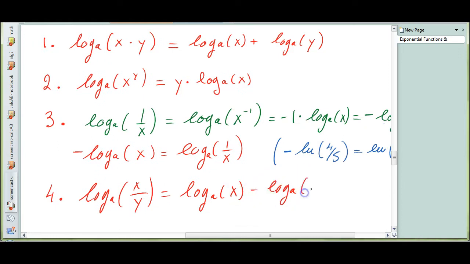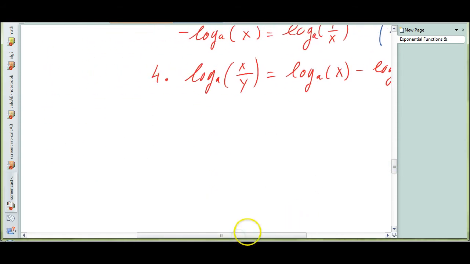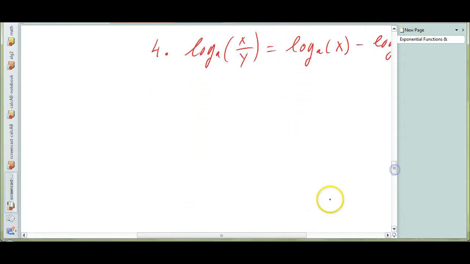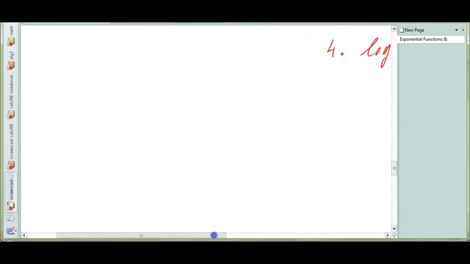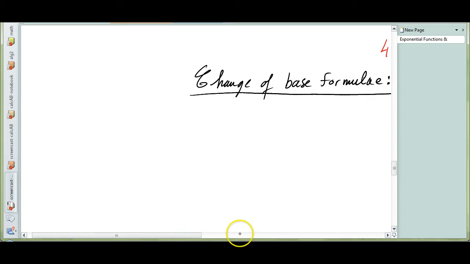I'm not going to rewrite this property using ln or using log. I'll let you do that. So these are properties of logs, very, very common. Now, one more set of formulas that I want to give you, and these will be called the change of base formula. They're not difficult. They're pretty simple and very, very useful.